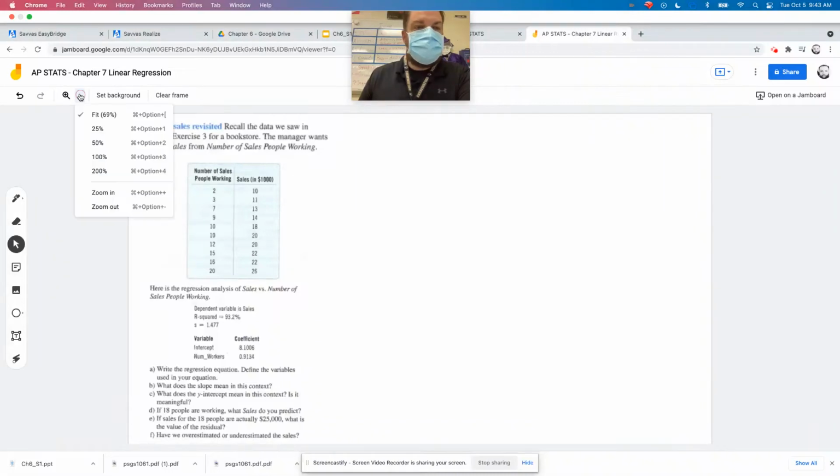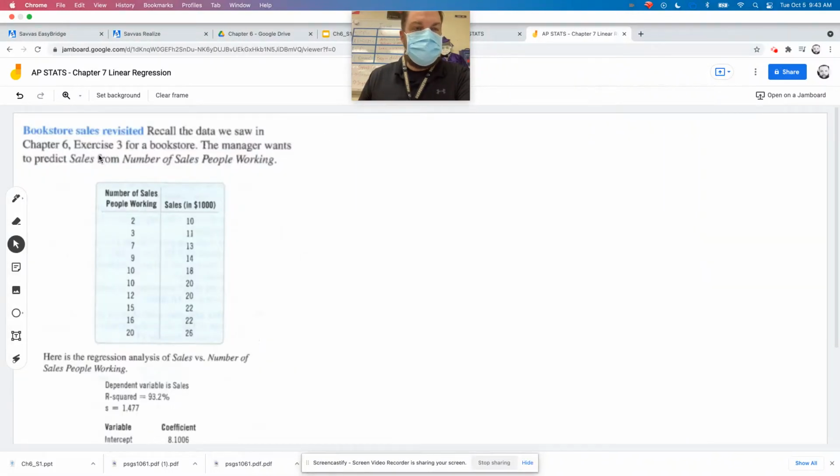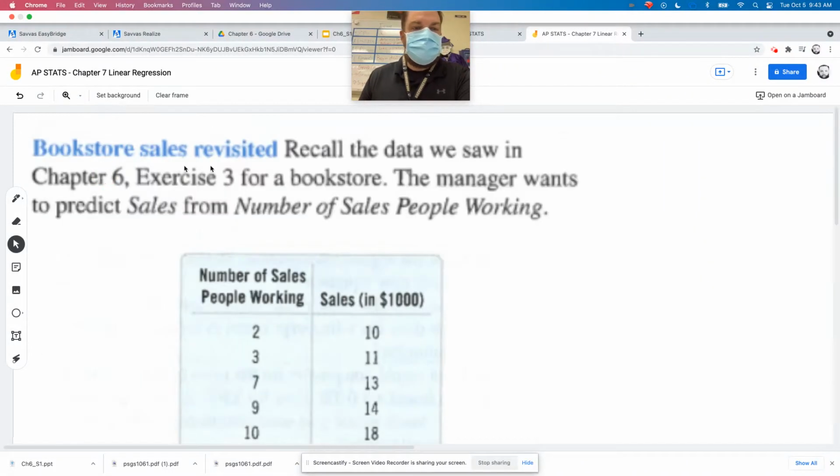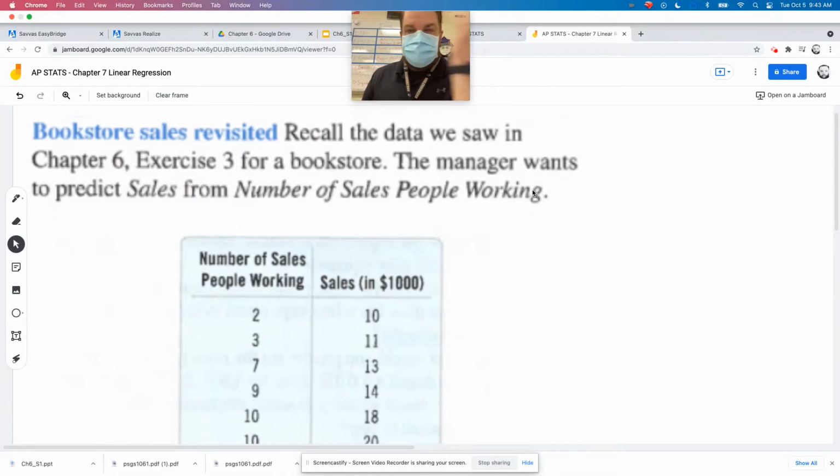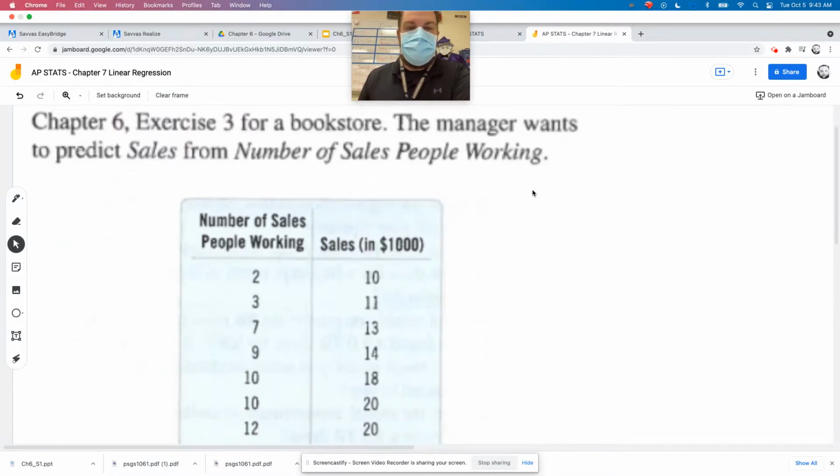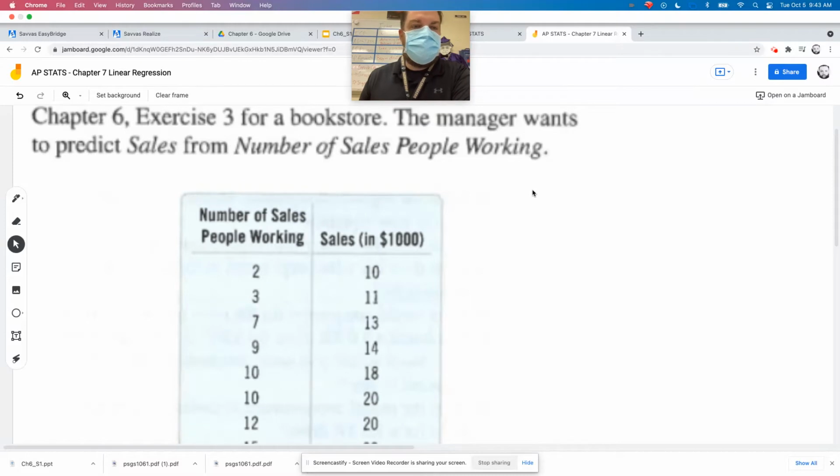All right, so let's zoom in on this. Take a look. It says here's a bunch of data we saw in Chapter 6 about a bookstore. The manager wants to predict the sales from the number of salespeople working.